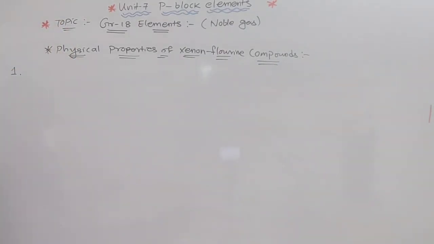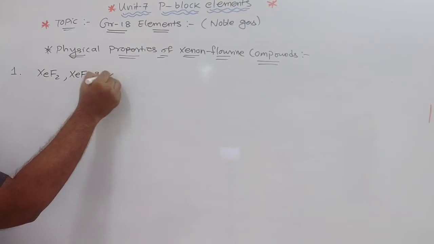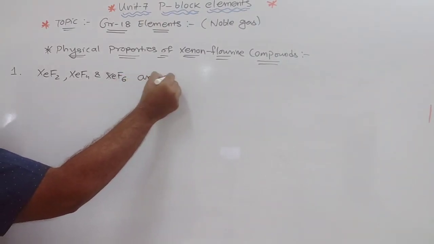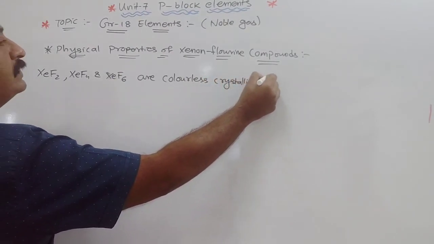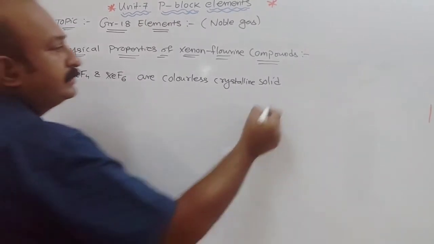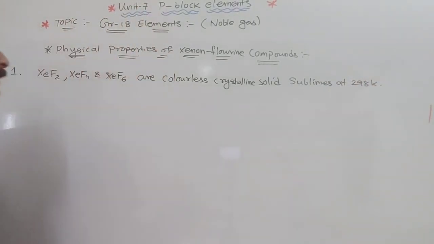Now the first physical property: XeF2, XeF4 and XeF6, all three are colorless crystalline solids, which sublime readily at 298 Kelvin. Okay, then the next property. This is all given in the textbook but I am writing it in the form of points so it will be easy for you to understand and write down. They are powerful fluorinating agents.